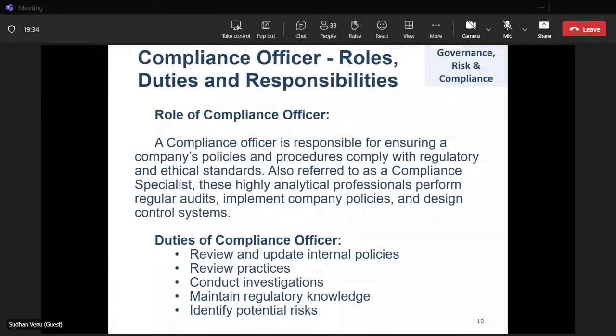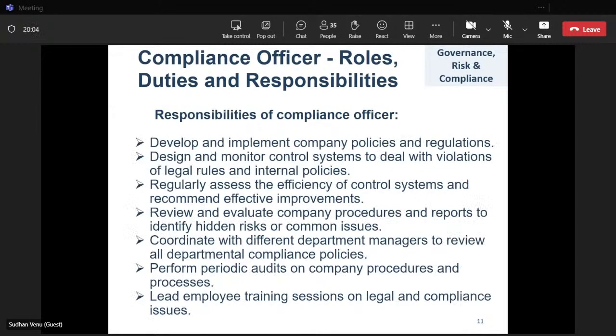So those people will be the compliance officers in the organization, and they have some duties. They have to review and update the internal policies, review the practices we have, and conduct the investigation if any risk or any breach has happened. We have to look into that investigation, maintain the regulatory knowledge and identify the potential risk: where the risk is and how we are going to handle it. These will be the main duties of the compliance officers, and their responsibilities are to develop and implement the company policies and regulations.